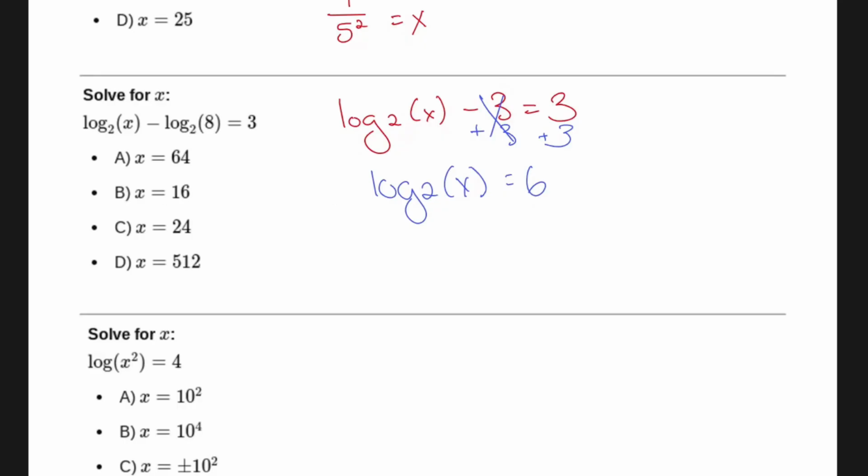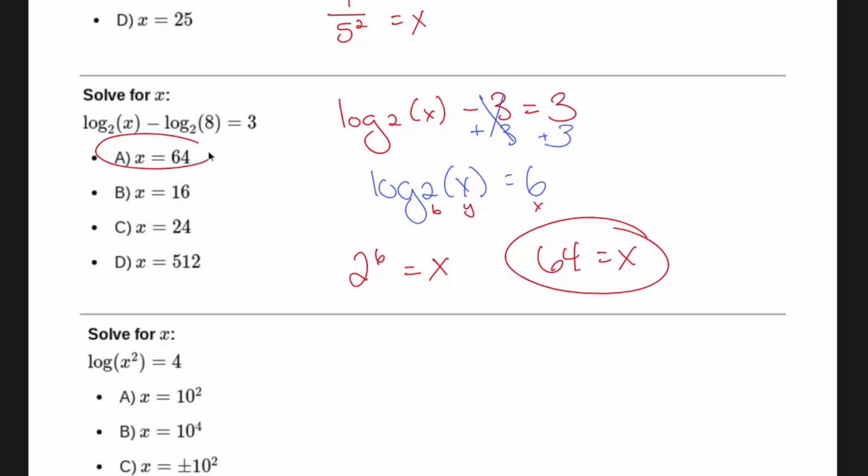If I were to write this out in exponential form, you would be my b, you would be my y, you would be my x. So b to the x is 2 to the 6 equals x. 2 to the 6 is 64 equals x. So x equals 64. Okay?